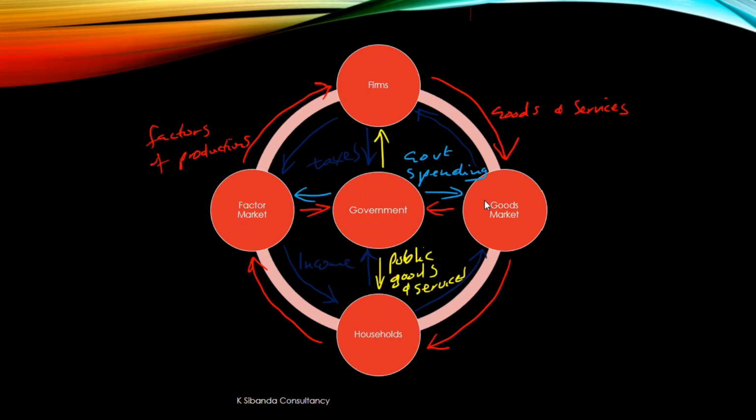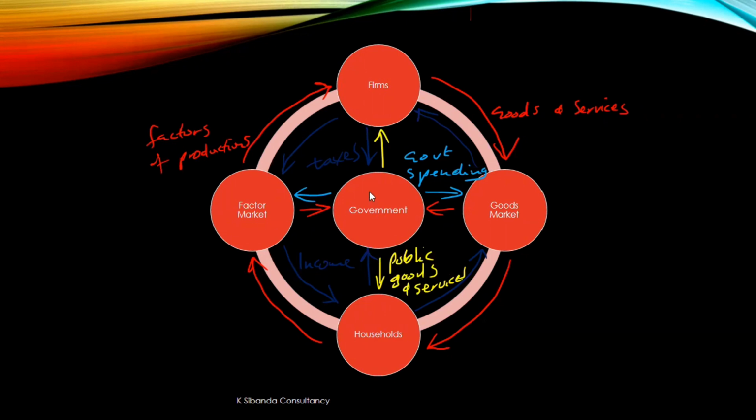The government also spends, and we all know that the government owns some firms or companies that also produce goods and services. So it can also sell goods and services. It can also spend. It can also buy from the goods market. So the government interacts with firms on different levels. The first one is that it buys goods that the firms produce.